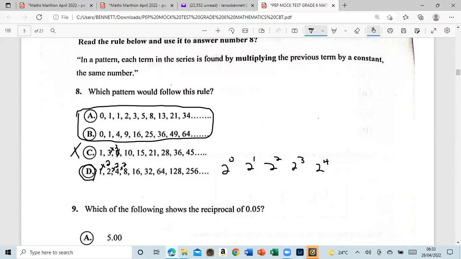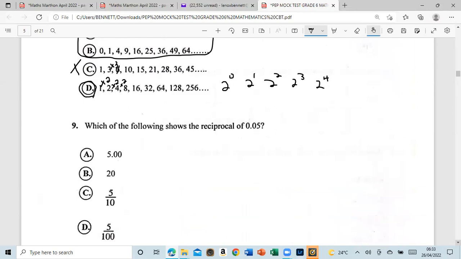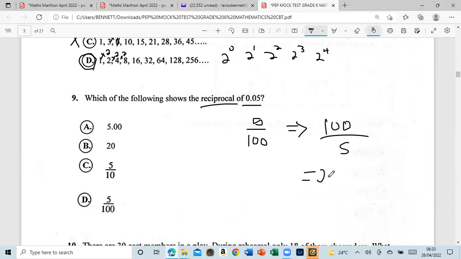All right, so that would be B. Which of the following shows the reciprocal of 0.05? Now, this is a very tricky one. We can rewrite this as 5 over 100. All right, so it's 5 over 100, but that is a trick because it's a reciprocal. So we have to flip it. So we have to flip it as 100 over 5. And that would work out to 20. All right, so B, number 9, is very interesting, people.